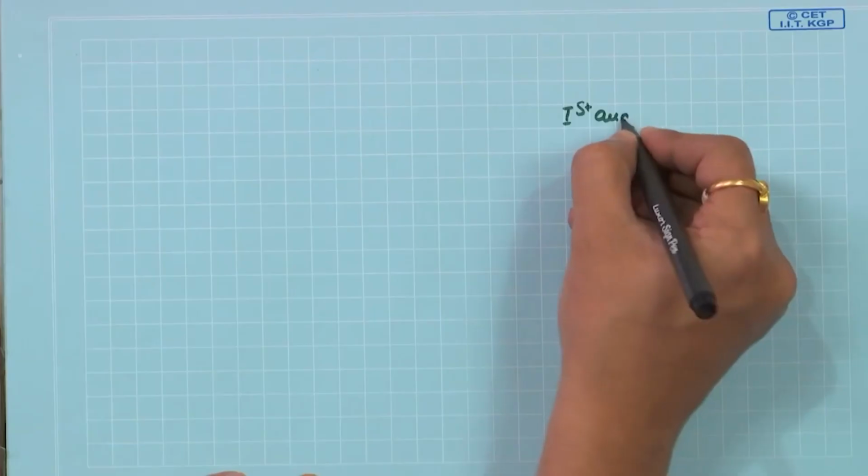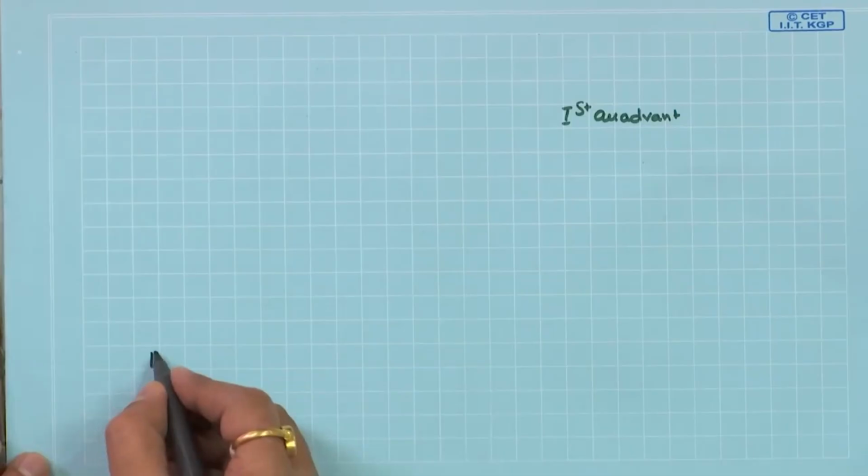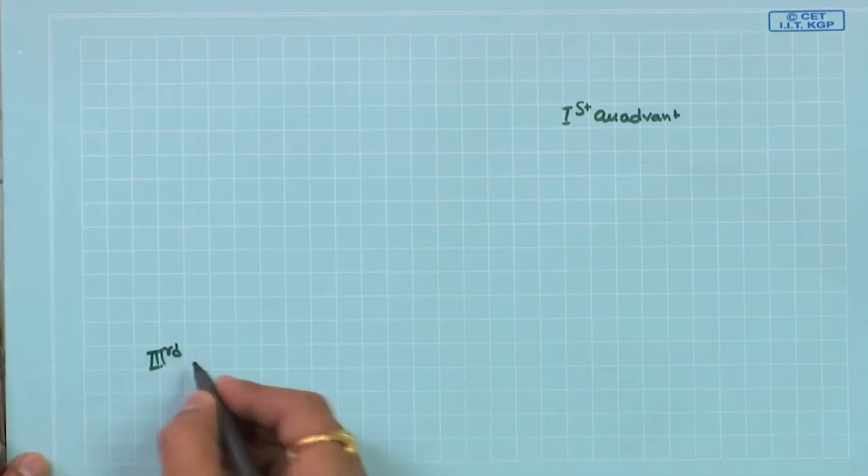Hello all, welcome to our NPTEL online certification courses on engineering drawing and computer graphics. We are in module number 3, lecture number 23, where we are covering orthographic projections. In the last class, we have learned about first quadrant projections and third quadrant projections.